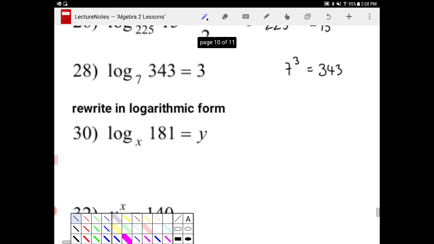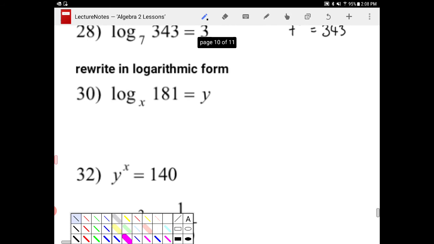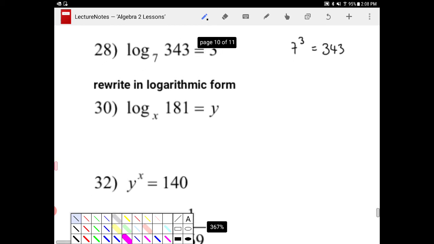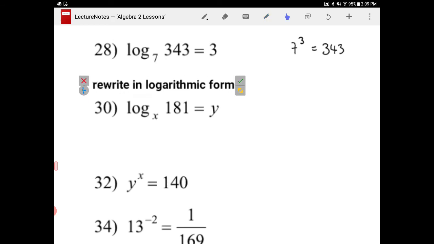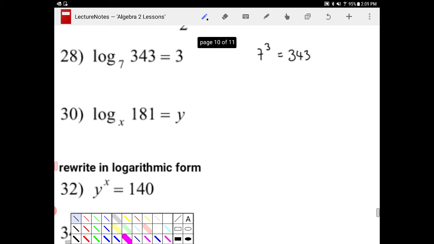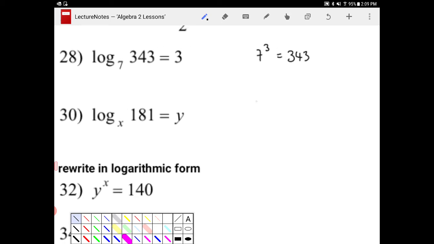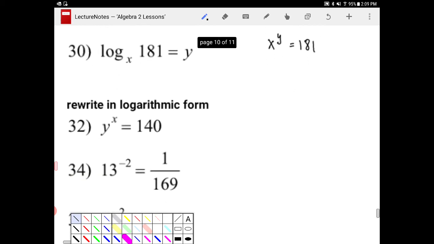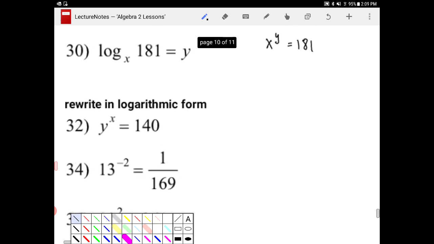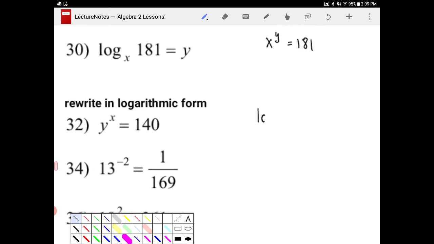All right, now we have to rewrite into logarithmic form. This is already in logarithmic form, so I think I may have placed the instruction in the wrong place. I think that's what it should be, so my apologies. So we're still rewriting into exponential form here. So this is x to the y is equal to 181. All right, next, question 32. We have to rewrite this into logarithmic form. So this is the same thing as log base y of 140 is equal to x.